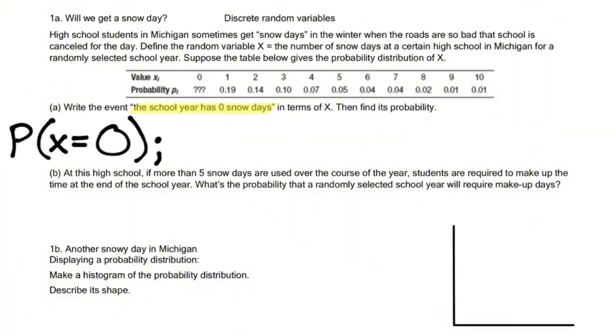Here's what that looks like. You write it as P of x equals 0. This is saying the probability that x equals 0. That is how you write the event. This is how you show work.